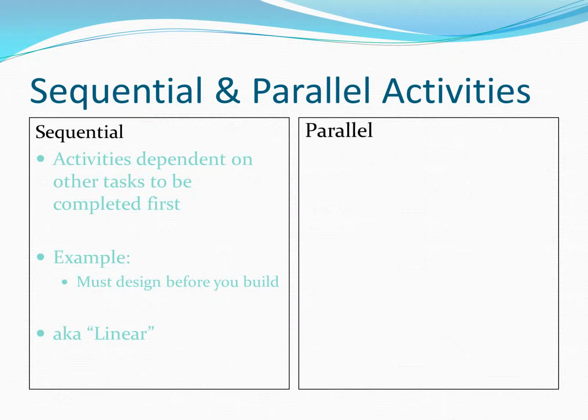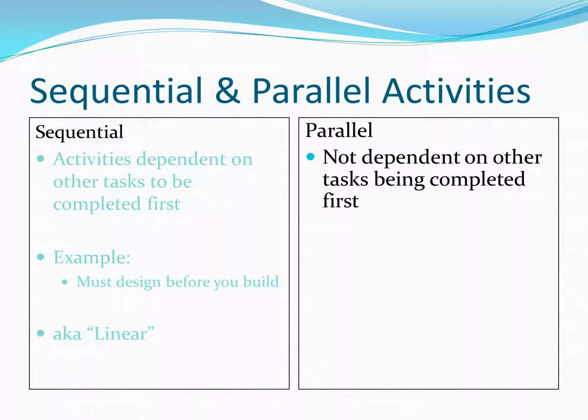So things that have to be done in order, one by one, can be either sequential or linear tasks. The next example is parallel tasks. Parallel tasks are not dependent on each other. They can be done simultaneously. One does not affect the other. So maybe one person's buying chips, one person's buying a cake. Both of those people can go out and do those tasks independently. One does not have to be done before the other.